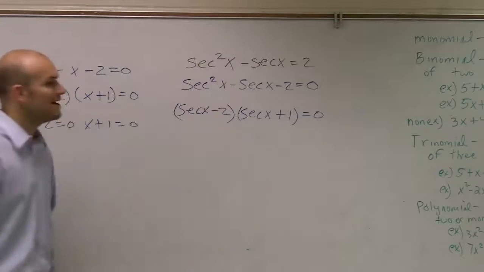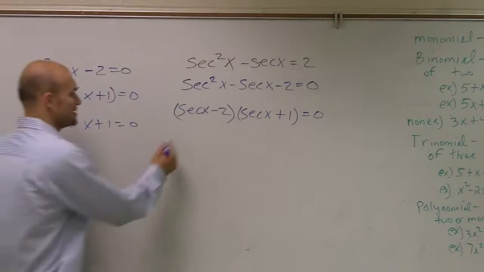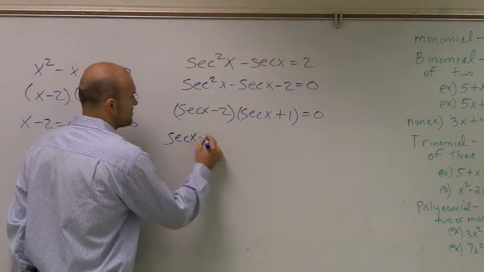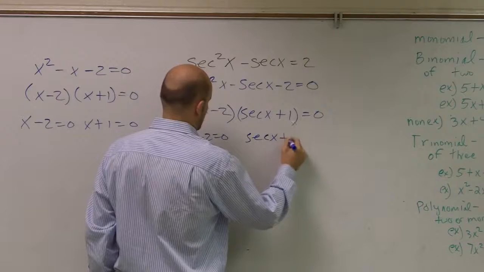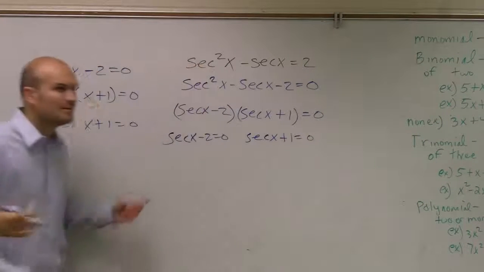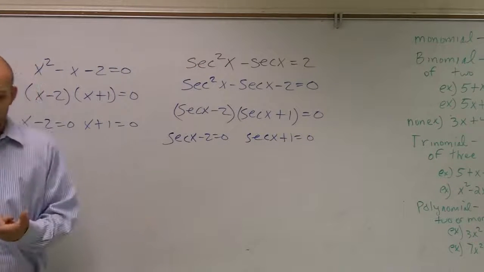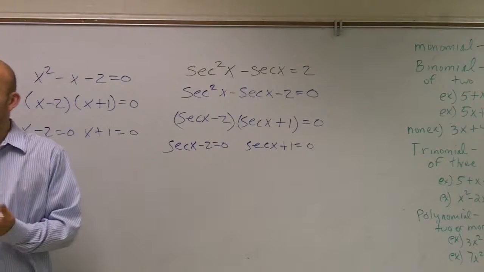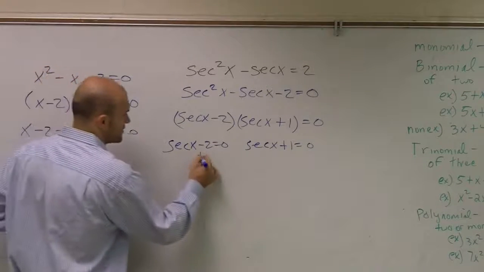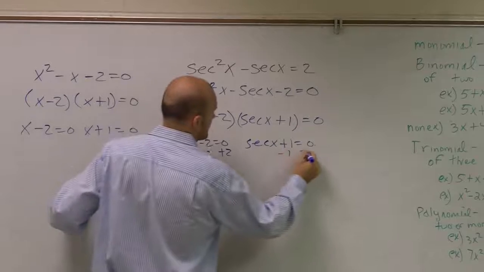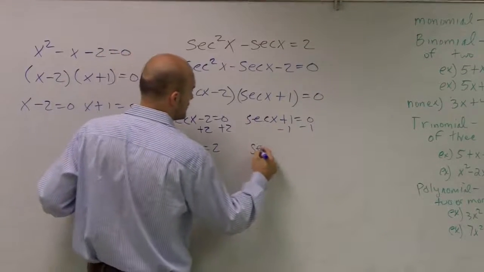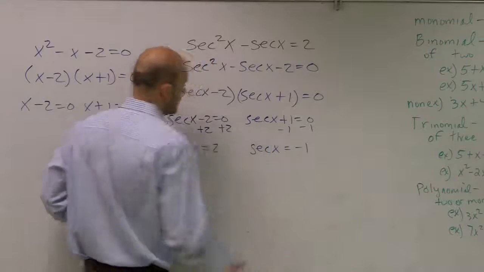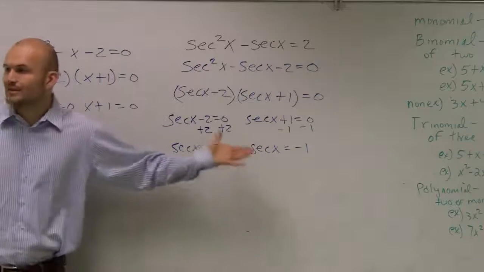Alright, so now I want to set them both equal to 0. So I have secant of x minus 2 equals 0, and secant of x plus 1 equals 0, right? But when we're trying to find our values for secant, it's very difficult, actually let me solve this first before I go into that. So I have secant of x equals positive 2, and secant of x equals negative 1, right? Well, how do I figure out what the secant is?